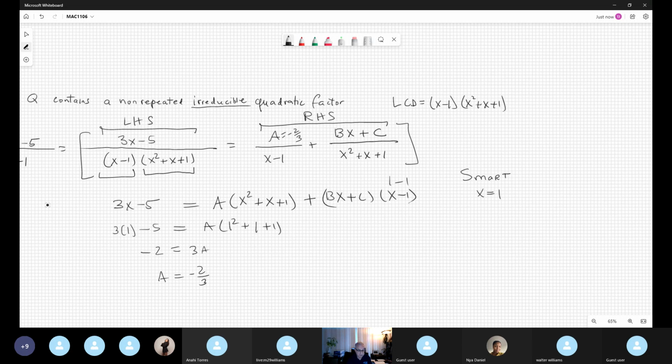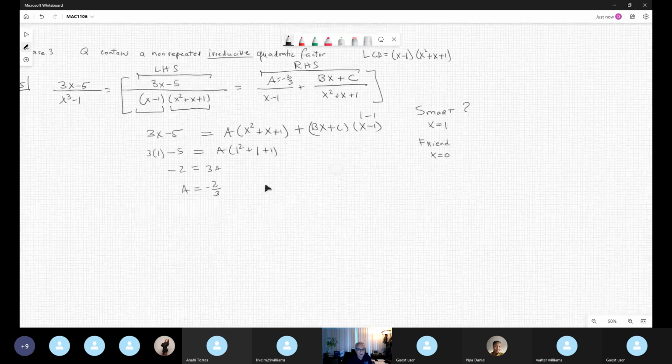Okay, fantastic. Do we have another smart value? No. Why not? Because the zero of that part is complex, and in the real field, we have no smart value. But I'm using a free value. The free value is 0, always, because it's easy. Substitute 0. Let's see what happens. 3 times 0 minus 5 is equal to A, but I know who is A. A is negative 2/3.